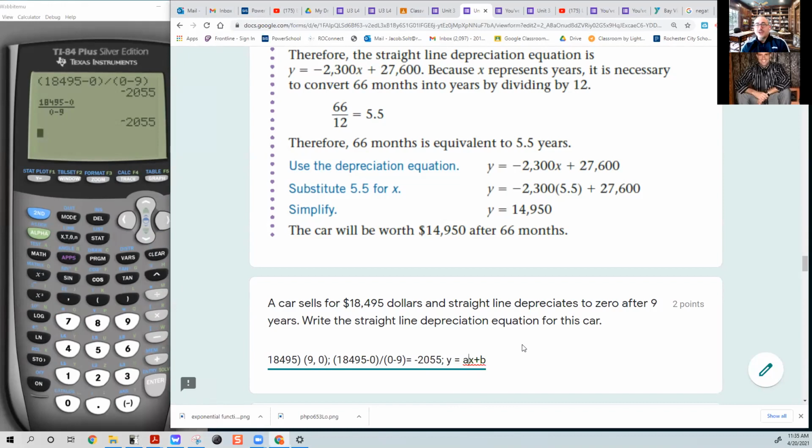Okay, I'm hoping that you know that a or m, whichever one you want to call it, is equal to the slope. And the slope is the thing we just calculated. So instead of m, I need to get rid of the m or the a and put negative 2,055. That's what I need there. It needs to be multiplied by x. That's very important. A common mistake is that students will forget to put the x in there.